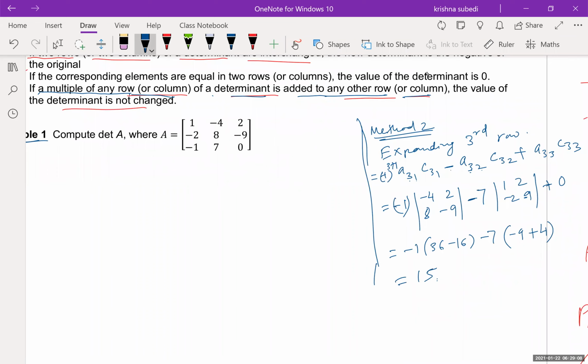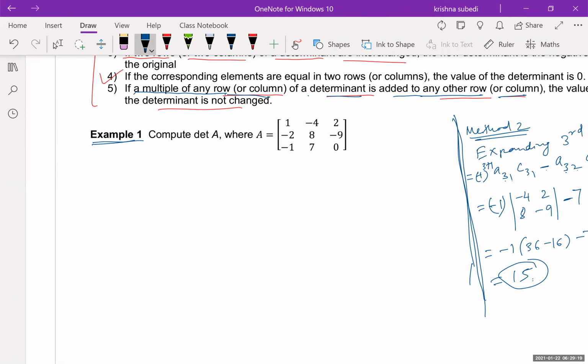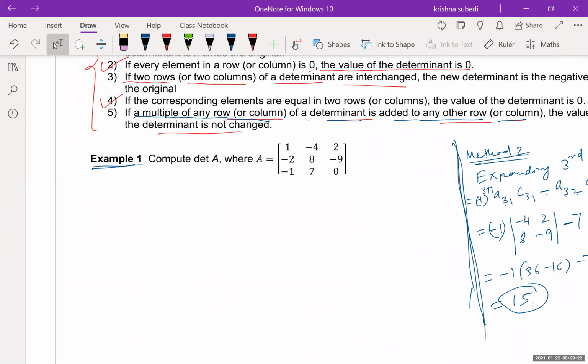Okay, guys, so this method you already know, expanding the third row, we got 15. And for this question, that's the answer. But here, what we would like to do is try to use some of the properties that we just discussed, just for fun. So by using some property, method 1, I call it method 1. So determinant of A, we need to find the determinant of A. It can be written as 1, -4, 2, -2, 8, -9, -1, 7, 0.